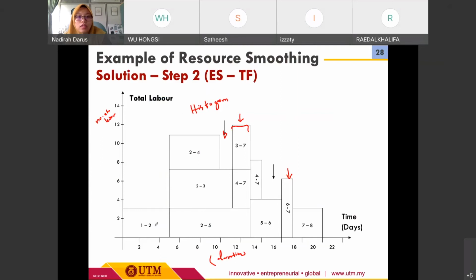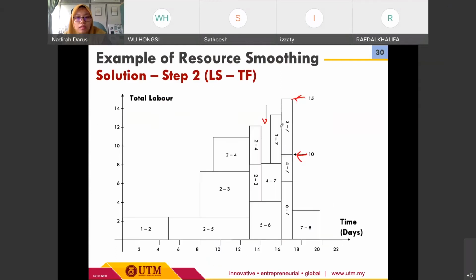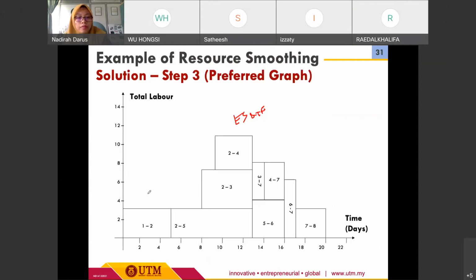If we look back here, this is the original ES and TF. Once we do the smoothing, we can reallocate the manpower for activity 2 to 4 to this side, and move activity 3 to 7 over here. At the end, we can obtain this kind of resource smoothing histogram or graph.